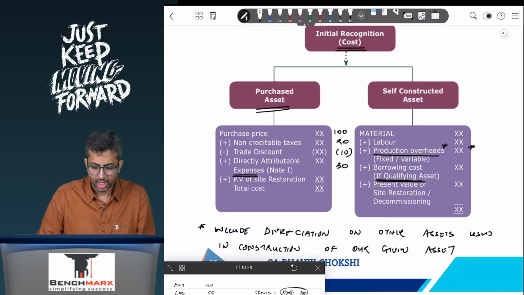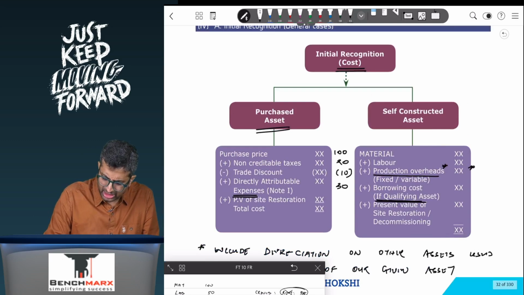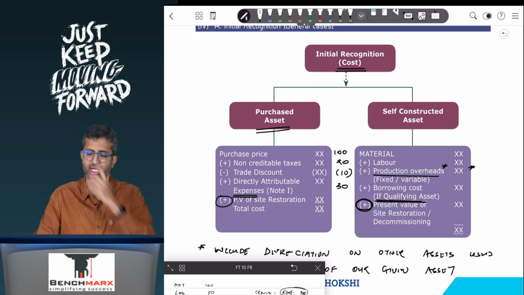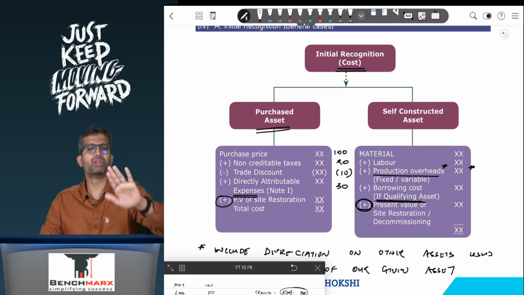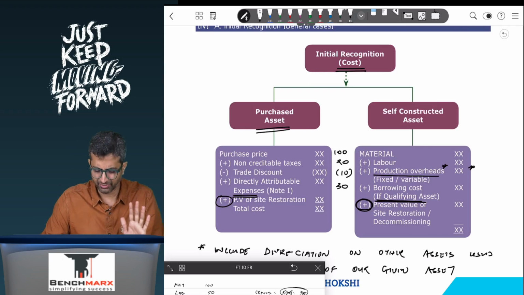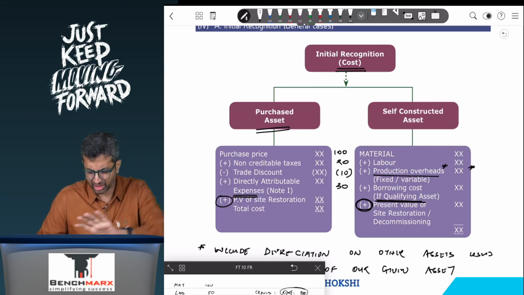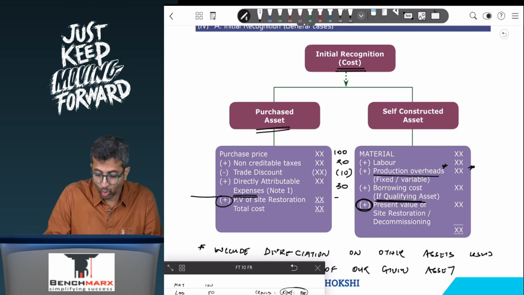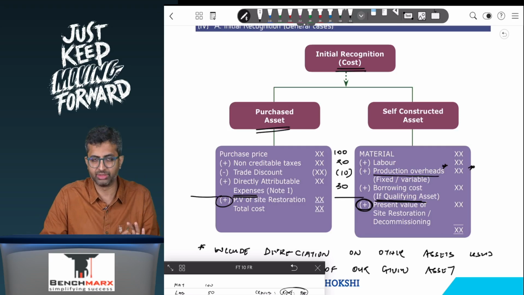Okay. Now there is something called site restoration. This is also connected to another standard called Ind AS 37, but we will do that at length today itself. It's a little complicated, but before that, let us get clarity at least up to this stage. What all should be a part of the cost of the asset? Let us get some clarity on this part.